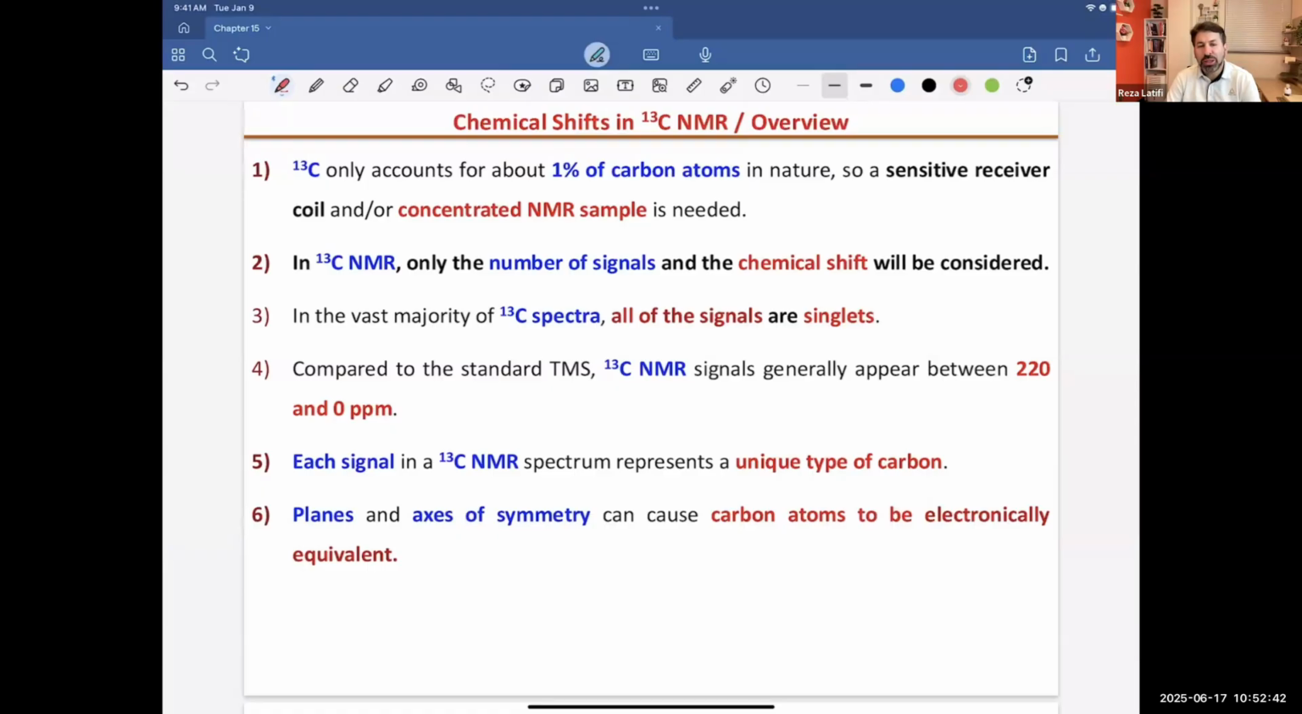I'm going to be talking about carbon-13, and we said before that whenever species happen to have an odd number of neutrons or protons, it will be active in NMR. Carbon-13 has 7 neutrons, so it will be active in NMR. But there are some issues with it. 98 or 99% of carbon is carbon-12, so we have only 1% of carbon that is going to be active in NMR.